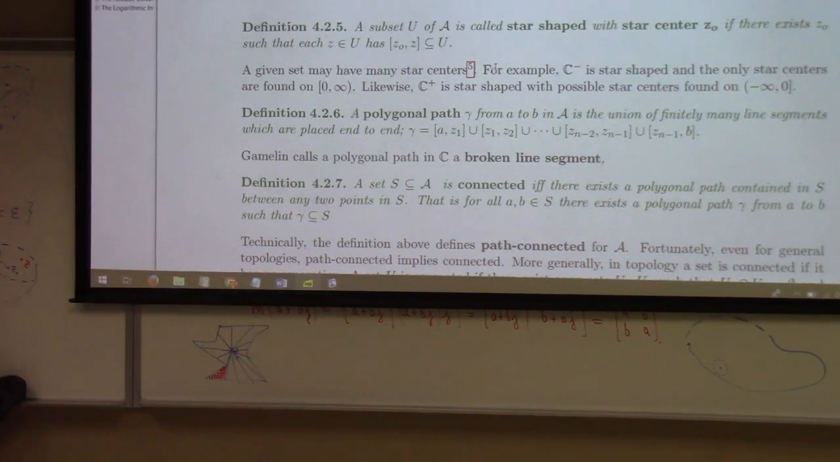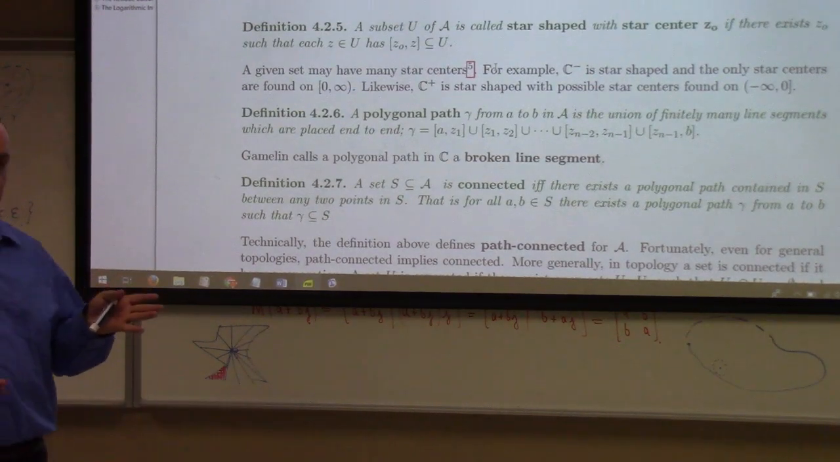But anyway, there are shapes which are star-shaped, for example, disks, right? But an annulus wouldn't be star-shaped. But you could divide an annulus up into pieces which were star-shaped.